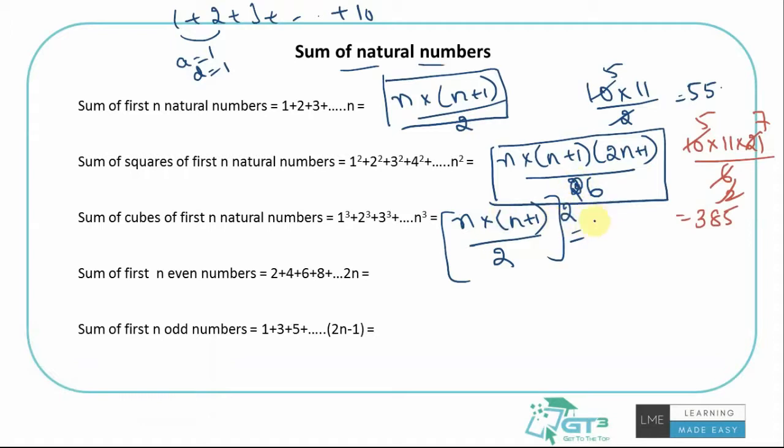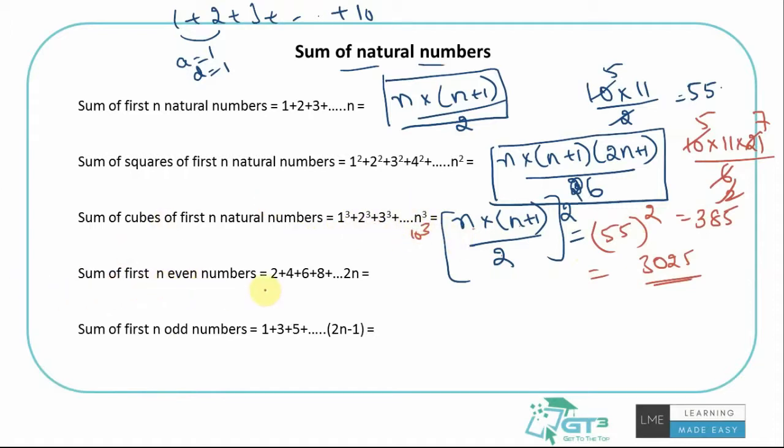So what is n into n plus 1 by 2 for the first 10 numbers? I know it is 55. So if I am asking what is the sum of the first 10 natural number cubes, that's 1 cube plus 2 cube and so on up to 10 cube. It is basically n into n plus 1 by 2, which is 55, squared. If you know the shortest way of solving 55 square, it will be 3025. That is the value for the first 10 cube sum.